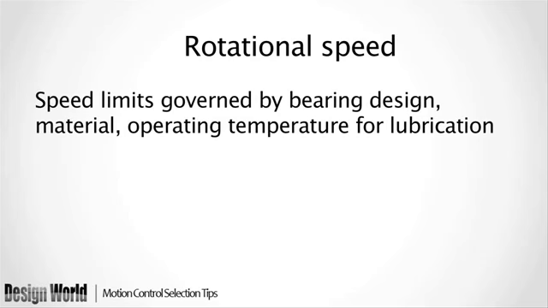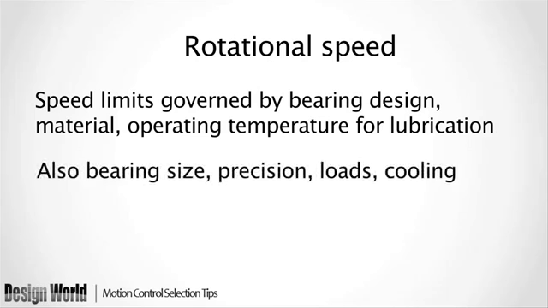The speed limits for a bearing are governed by the specific design and material of the bearing components and the permissible operating temperature for the type of lubrication system being used. Bearing type and size, internal design, precision, loads, lubrication regimens, and cooling conditions, as well as cage design, accuracy, and internal clearance, will combine to establish the speed capability of a bearing.